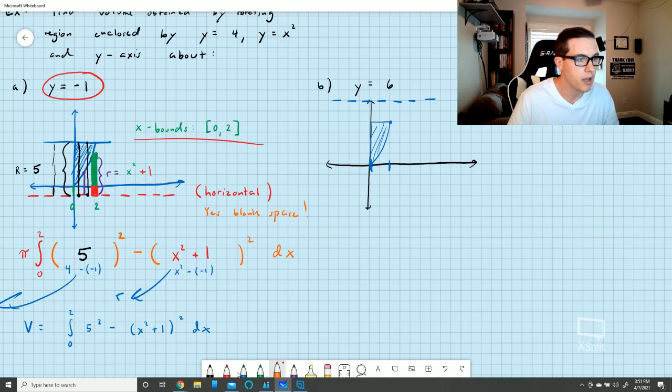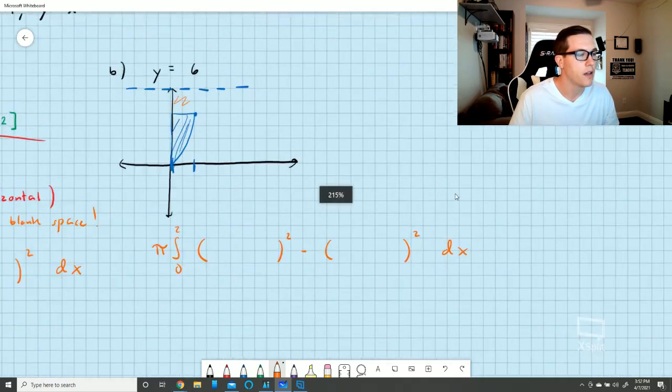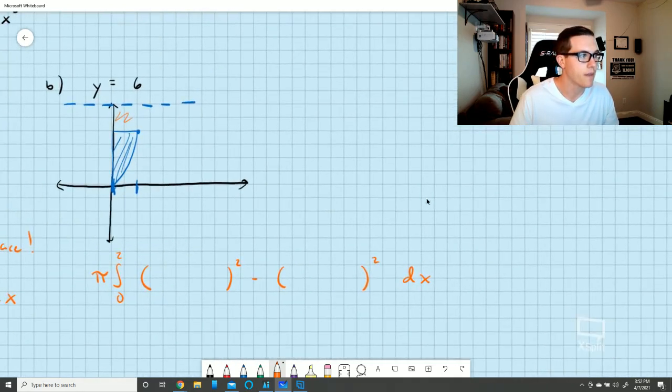So same thing, we can set it all up. We know it's 0 to 2. I see tons of blank space. So I know I'm going to have a big R squared minus a little r squared, and I know it's dx, and don't forget the pi. All right, let's build that answer. We've started, and now let's find these radii.